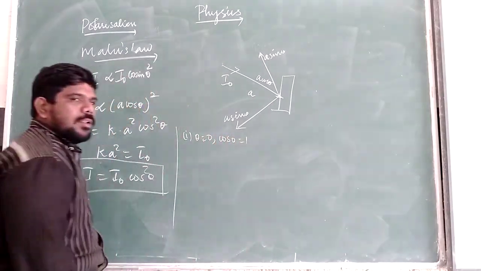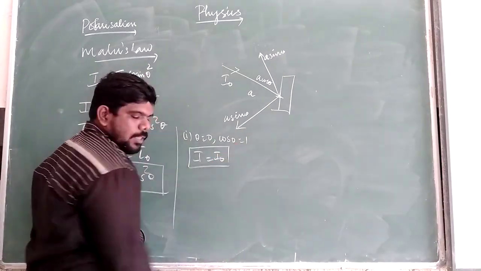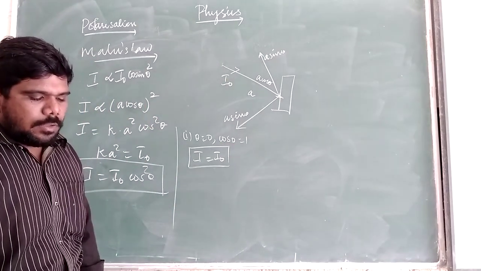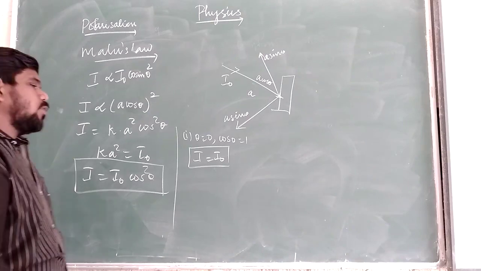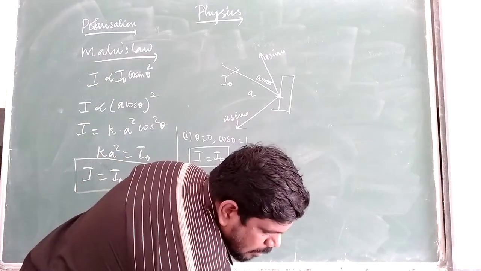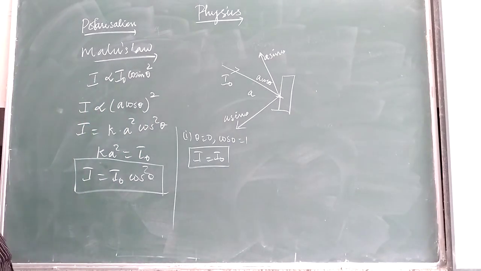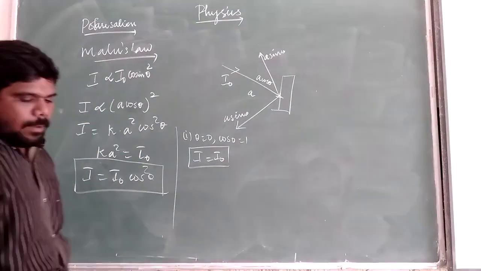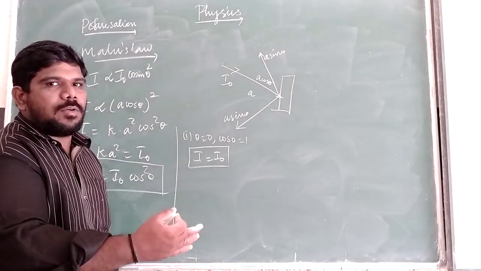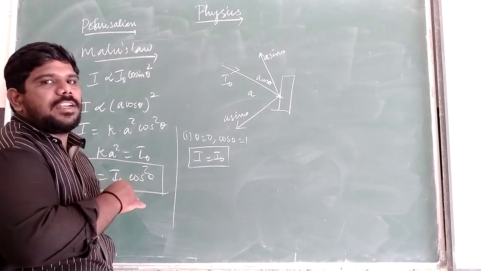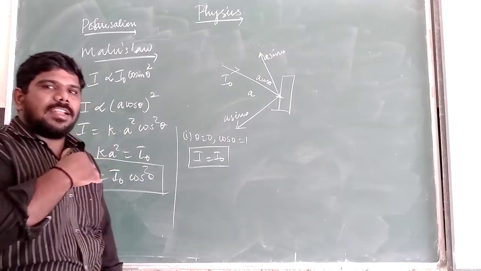Cos 0 is equal to 1, so the intensity I is equal to I0. When the transmission axis is parallel to the analyzer, the intensity of light transmitted from the analyzer is equal to the intensity of light incident on it.